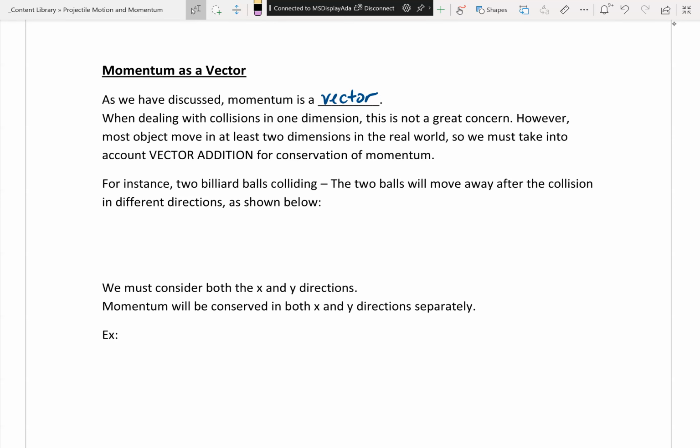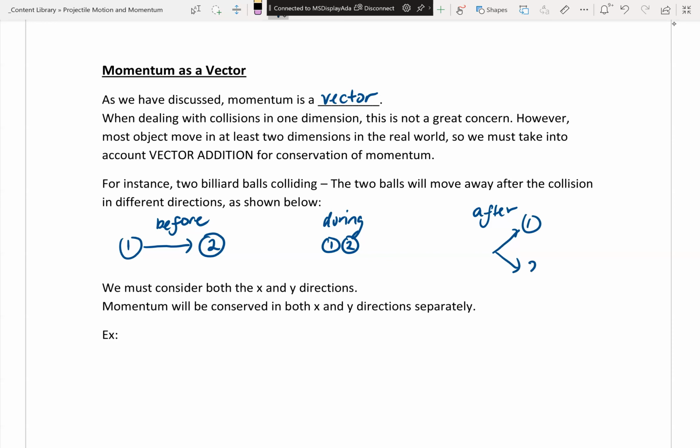For example, let's think about two balls colliding. The two balls will move away after the collision in different directions. And here's a diagram of it. This is the first ball. It's going to go towards the second ball, and this is before they collide. During the collision, the first ball and the second ball are going to meet. After the collision, they are going to go their separate ways. Maybe the first ball will go this way, the second ball will go this way. Just like a game of pool.